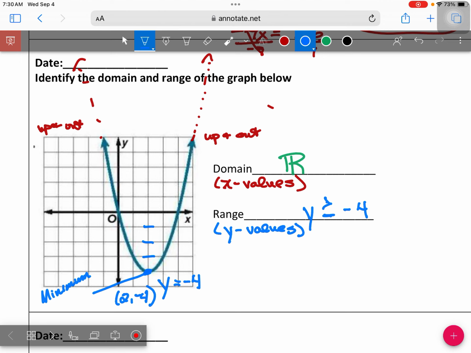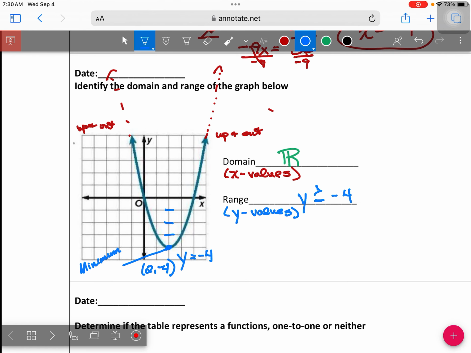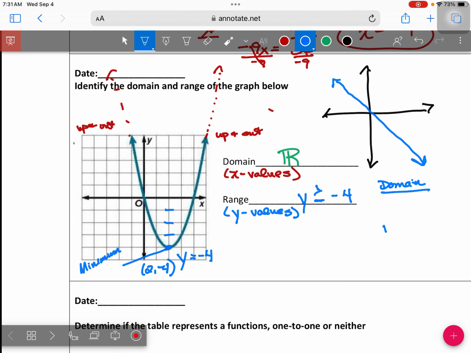How do you guys feel about this? Would you agree? Should I maybe do another one just for kicks? Let's try this one. What if I have a coordinate plane here, and let's say this is supposed to be a straight line. Here is my graph of my line. I want to know the domain, and I want to know the range.